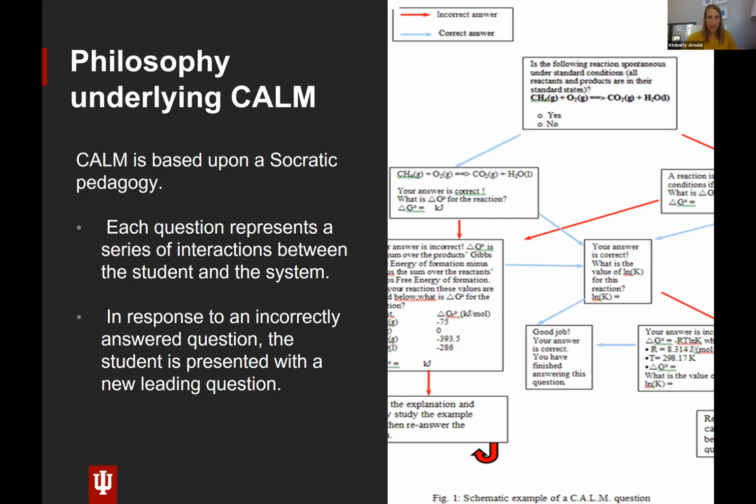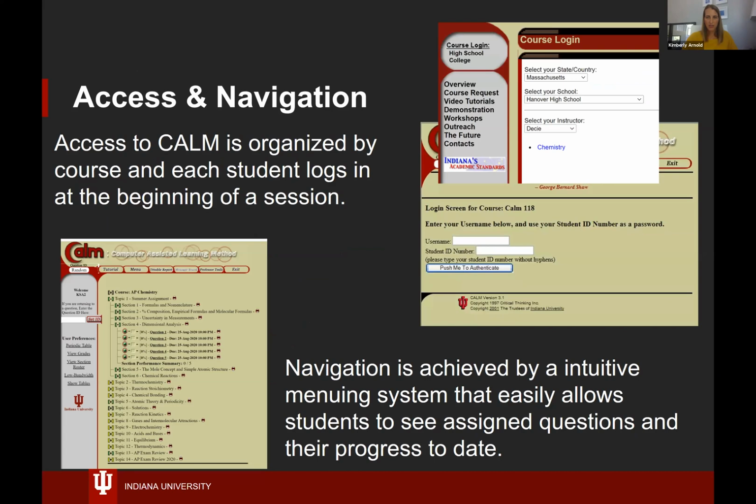Let's see, navigation. So this is kind of just showing you some of the setup. So Calm is used all over. Your students would just go to calm.indiana.edu and they get the main screen, and then they would have to select high school or college. So they'd select, for most of you, it would be high school. Then they go to the state, there's a pull down, and then school, pull down, and then sometimes the school might have two instructors using Calm, so then they can go and pick their instructor.